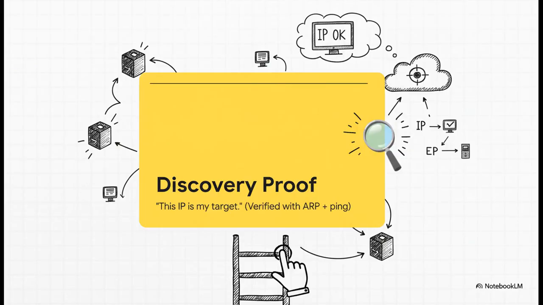The first rung is maybe the most important, and it's the one people rush past all the time. It's discovery proof. It's a simple declaration. This IP is my target. But you don't just believe it, you prove it with tools like ARP and ping. This single, simple step can prevent hours of wasted effort on the wrong machine.